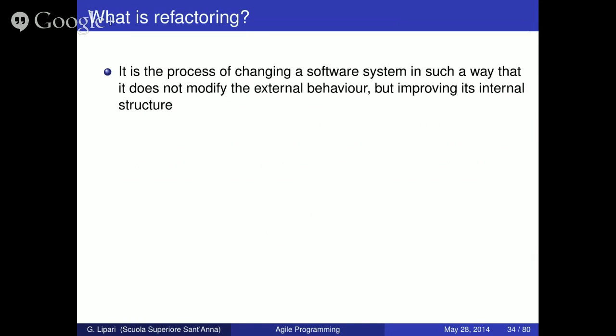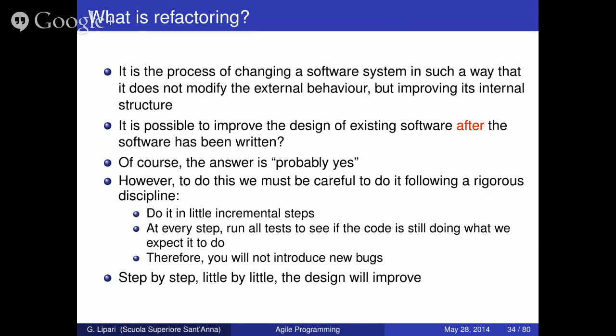So what is refactoring? Refactoring is the process of changing a software system in such a way that it does not modify the external behavior, but improves its internal structure. So it is almost all about beautiful structure, let's say. Okay. So the idea is that it should be possible to improve the design, not just the implementation, but the design of existing software after the code has been written.